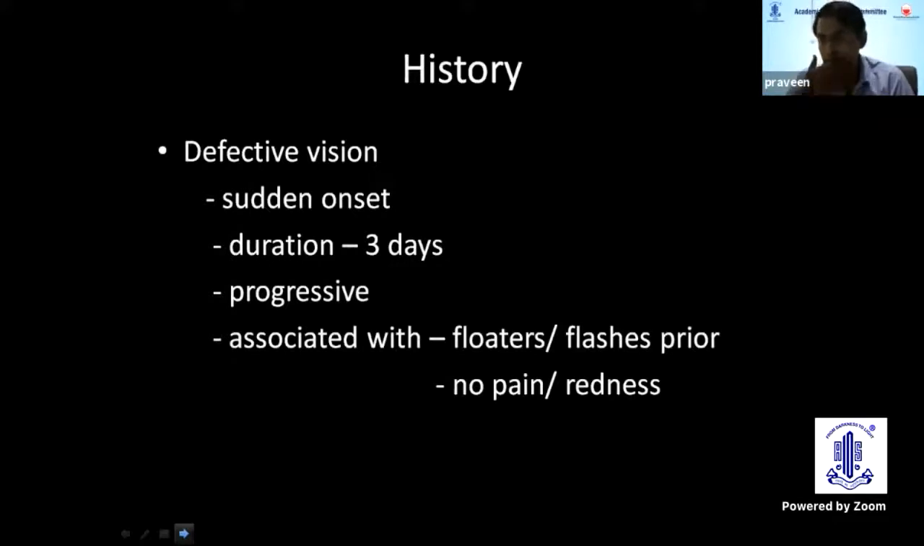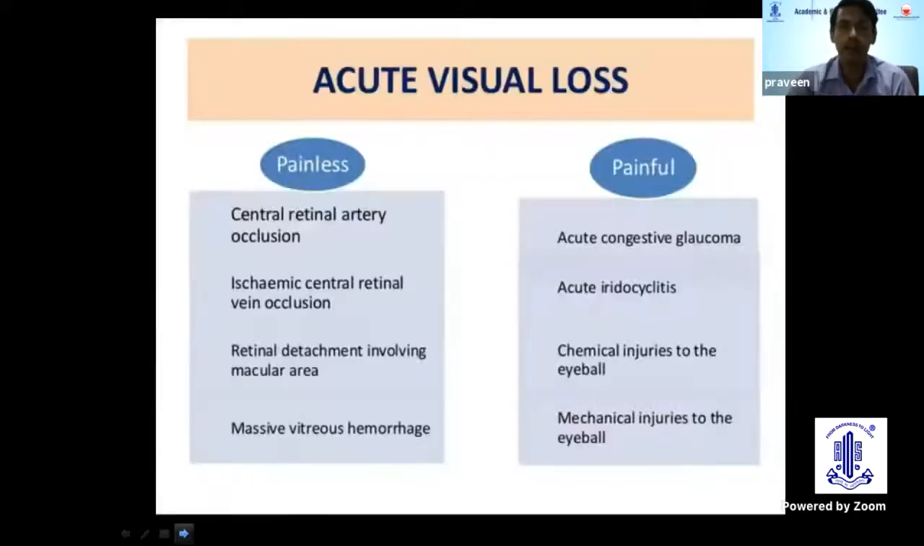So when we re-insist, we are forcing the examiner to ask us the question. Most commonly they will ask, what is the cause of painless loss of vision? So this is how we lead them to the point. And you should be happy that you know this answer, and you can go ahead and divide into two formats: it can be either painless or painful. Painful can be acute congestive glaucoma or acute iridocyclitis, and painless can be in the form of central retinal artery occlusion, ischemic vein occlusion, retinal detachment, or massive hemorrhage.